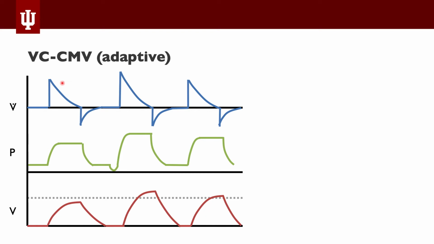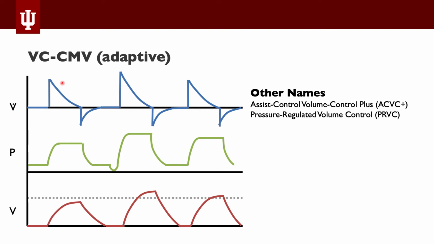It's a little bit of a confusing topic, but it's one worth getting to know because this is actually probably the most common ventilator mode that we use in the adult ICU. Now, you might see this called PRVC or pressure regulated volume control. You might hear this called ACVC plus or assist controlled volume control plus, depending on the type of ventilator.